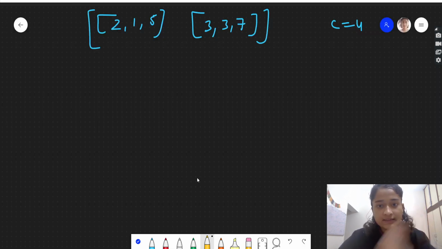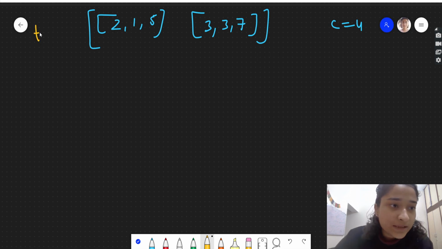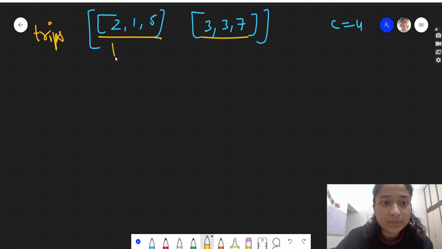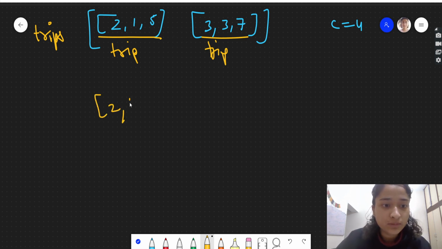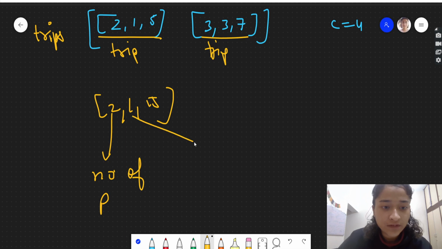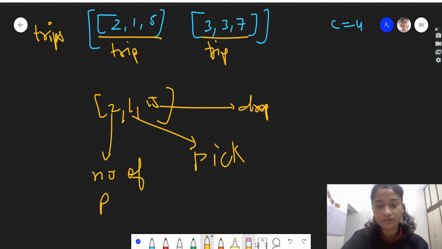Let's take this test case. This is the trips array which is given to us, and these are the individual trips. If one trip is 2, 1, 5, then this 2 is the number of passengers, this 1 is the pickup location, and this 5 is the drop location. So these 2 passengers, we have to pick up from 1 and drop at 5.